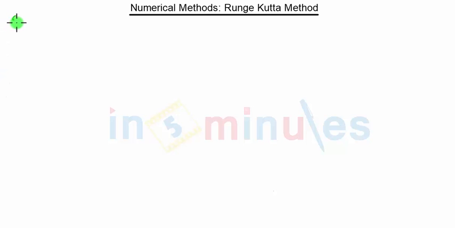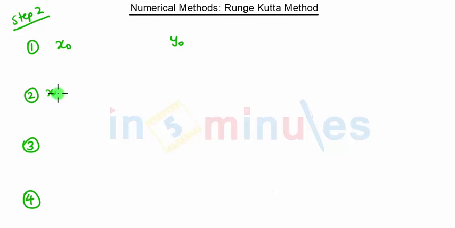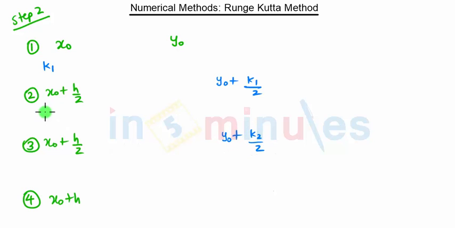So we will have step 2. In step 2, we will have 4 approximations. Here we will have x0, here we will have y0, here we will have x0 plus h by 2, here also we will have x0 plus h by 2, and here we will have x0 plus h. Okay. Here we will have y0 plus k1 by 2, where k1 we calculate here. Here we will have y0 plus k2 by 2, k2 we will calculate here. And here we will have y0 plus k3, and k3 we will calculate here. And finally we will calculate k4.